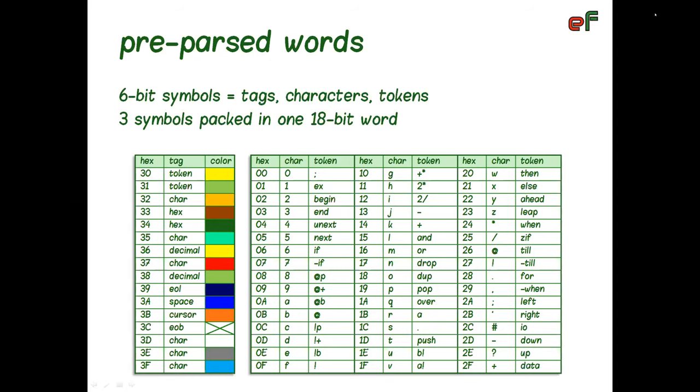Tags characterize symbols that follow until the next tag. There are 16 tags, most of them with associated color. The first 2 tags define tokens, which are short strings representing F18 instructions, flow control words, and names of ports and registers. Using tokens makes source code more compact, and it also simplifies the compiler, as we will see later.